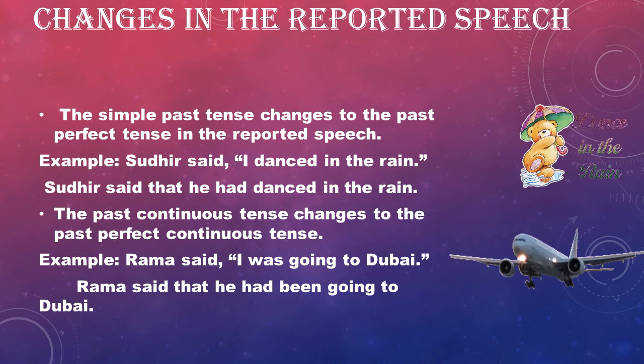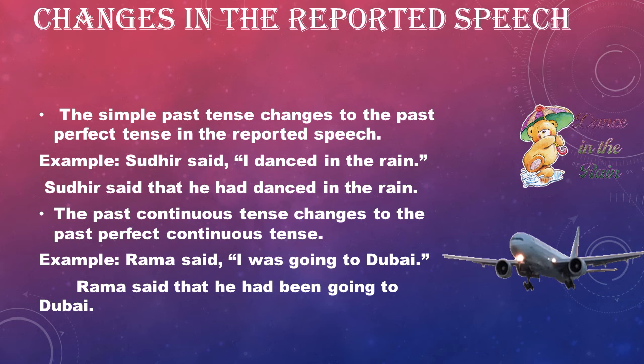Now we will try to understand how to change the past tense form of the reported speech. The simple past tense changes to the past perfect tense in the reported speech. We will take one example. Sudhir said, "I danced in the rain." Sudhir said that he had danced in the rain. Here the simple past tense has been changed into past perfect tense.